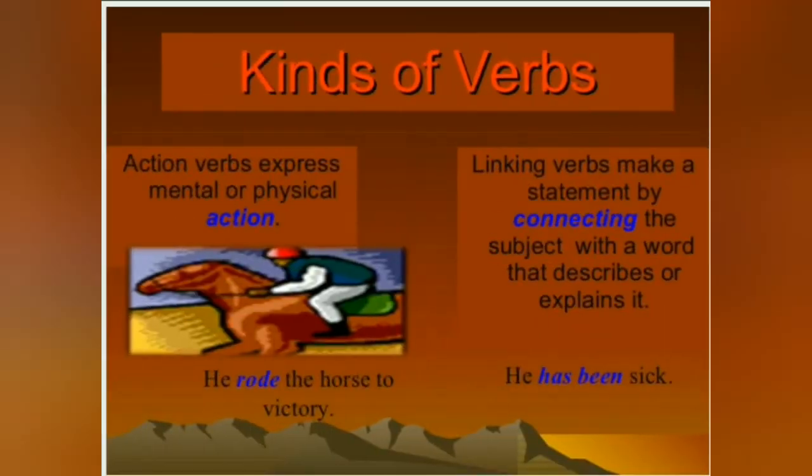And the next one, kinds of verbs. What are the kinds of verbs? Action verbs and linking verbs. Action verbs express mental or physical action. For example, he rode the horse to victory. The word rode is an example for action verbs.